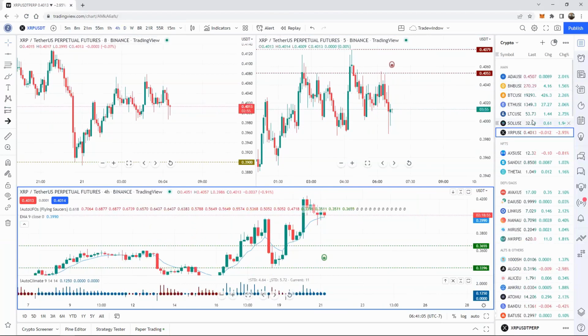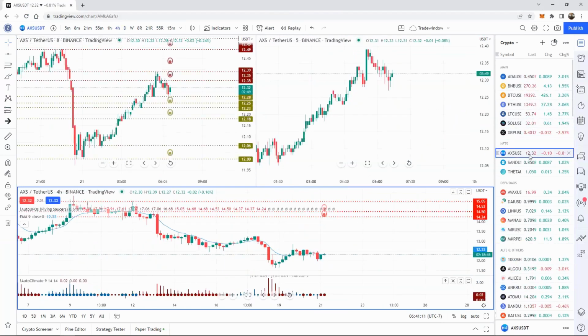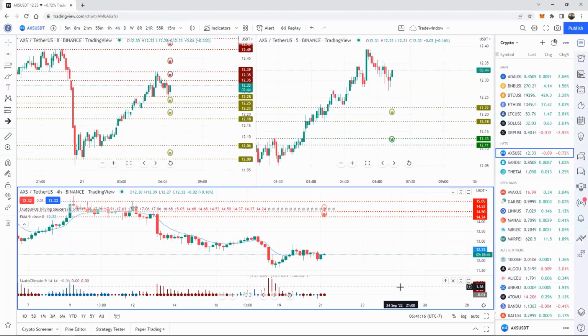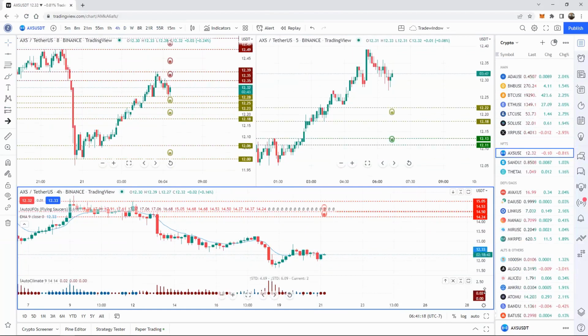Let's take a look at which one of these might be a little. So let's take a look at Axie. Okay, Axie is currently in a down climate actually on the 4 hour, on the second one. And we see that the price is at 1232. We do not have anything at 1232.